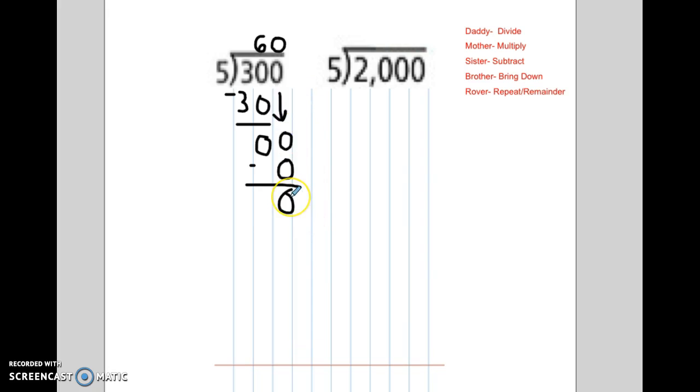I can't repeat because there's nothing else. And there is no remainder. It's a remainder of 0. And guess what? When you have a remainder of 0, you don't have to write it. So my answer is 300 divided by 5 is 60.